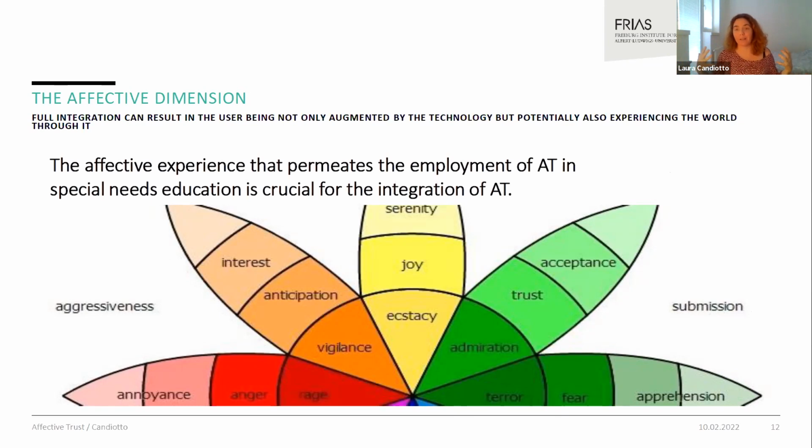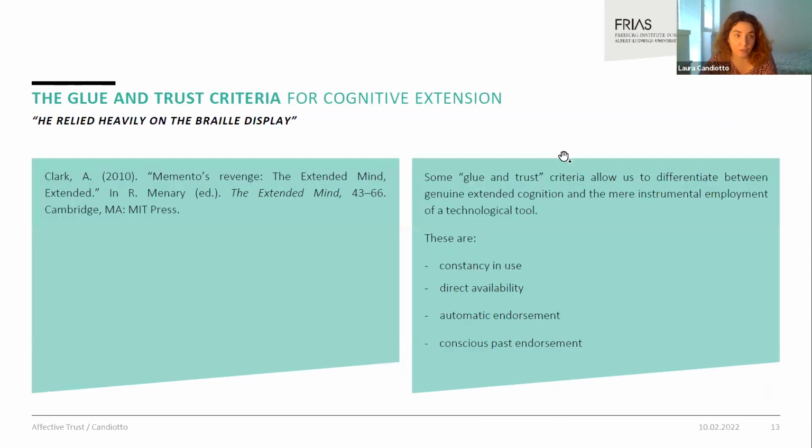And when we think in terms of experience, the affective experience seems to be crucial for the integration of assistive technology. So in order to bring this affective dimension into place within this specific conceptual framework, that is the one of extended cognition, I think that we can use what Andy Clark has called the glue and trust criteria for cognitive extension.